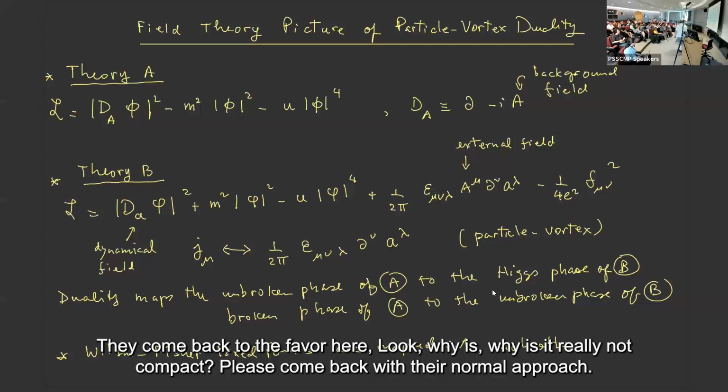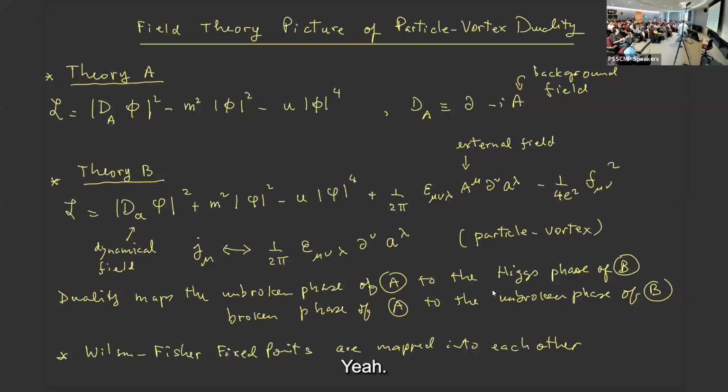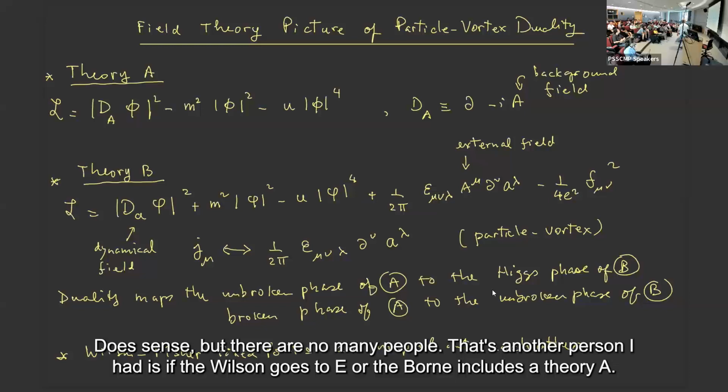Yes? Why is little a not compact? It's compact, but there are no monopoles. Oh, I'm using the condensed matter version of non-compact. It's compact because charge is discrete. Sorry, I have to be more careful. It's compact in the sense that charge is compact, but there are no magnetic monopoles.